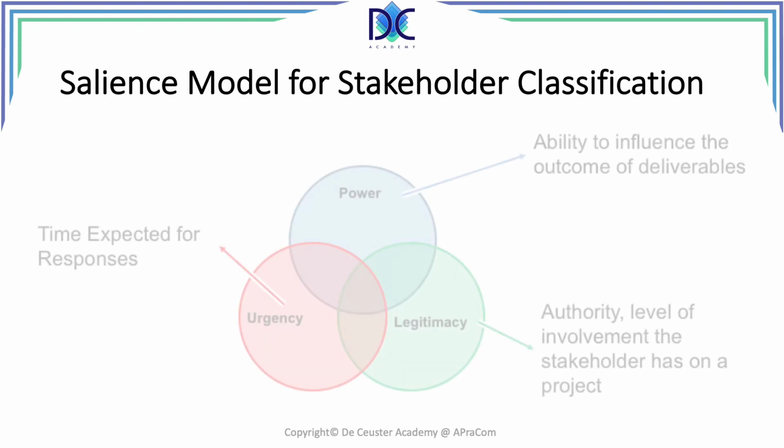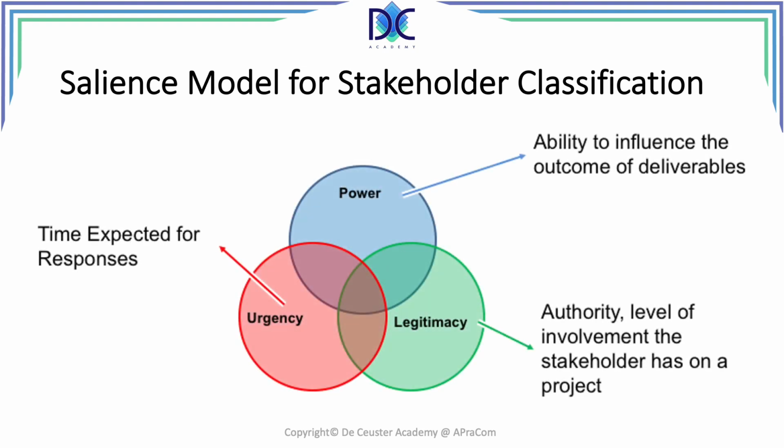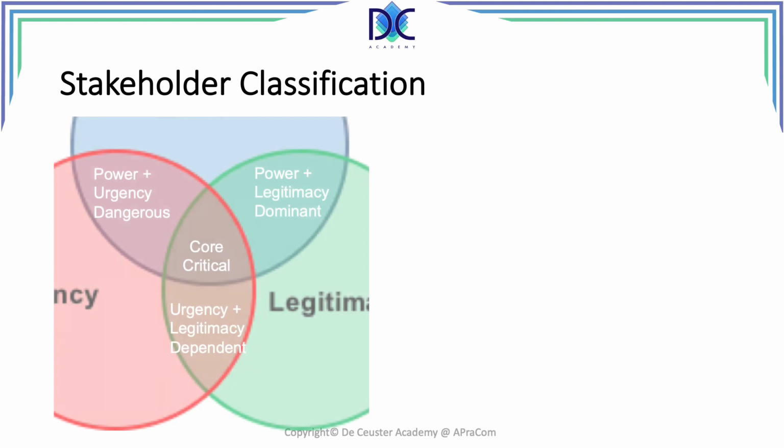We also look at the Salience model for stakeholder classification, because we also have to think about how important those stakeholders are. So we spoke about the Salience model before. We look at urgency, power, and legitimacy. And power is the ability to influence the outcome of the deliverables. Urgency is the time expected for responses, and the legitimacy is the authority, the level of involvement the stakeholder has on a project. So we have to look at those, and we can classify them in different elements.